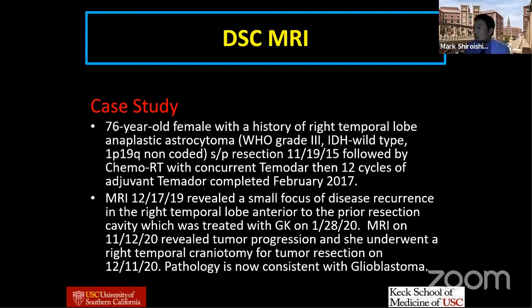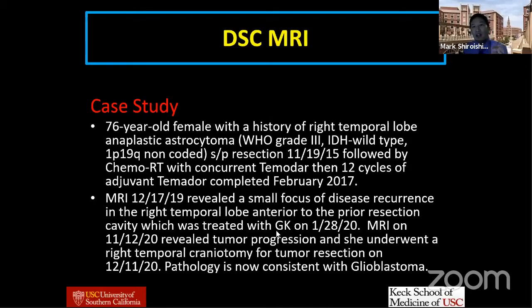So this is a 76-year-old lady at our institution who had a right temporal lobe anaplastic astrocytoma. So this is a grade 3. This is still a high-grade glioma. This is one below the glioblastoma that had been resected back in November of 2015, and she was followed by chemo radiation with Temodar, which was completed in 2017. In 2019, she'd been followed up, and then there was a small focus of contrast enhancement in the right anterior temporal lobe that was treated with gamma knife.